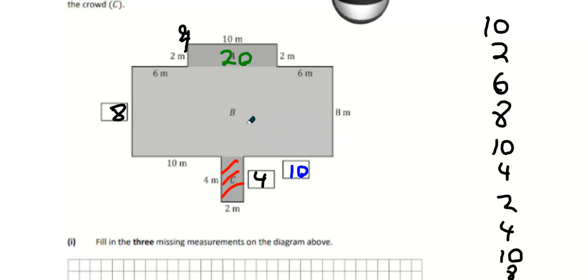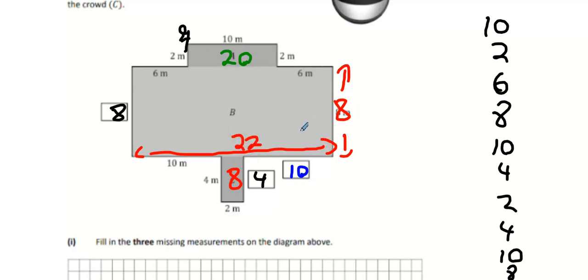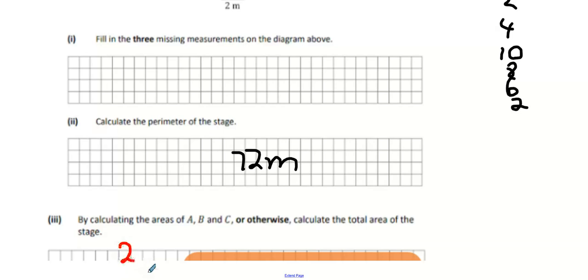4 by 2 is 8, isn't it? And B is the awkward one. So B has a height of 8 and a width of what? 22. Then it's 8 times 22 in your calculator. I'll spare you. It's 176. 20 plus 176 plus 8. And what happens when you add them together? 204.